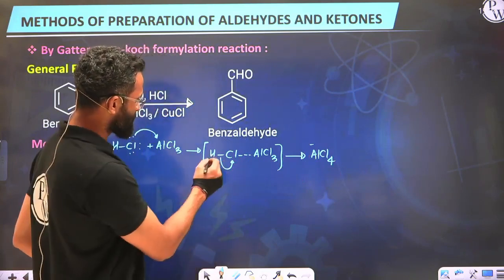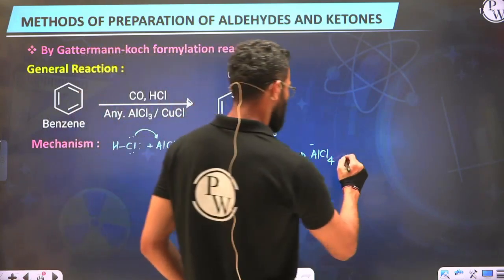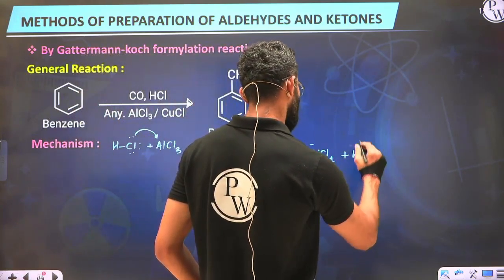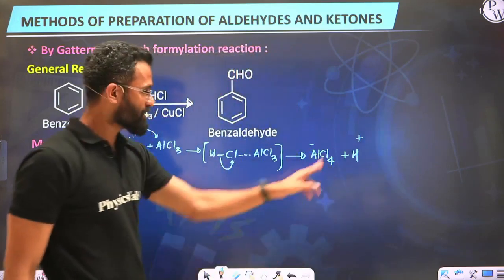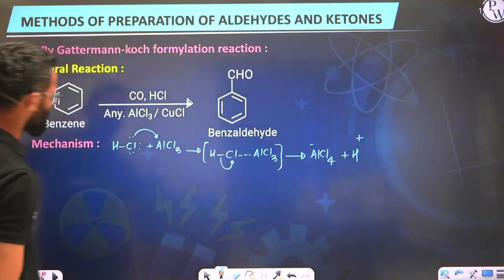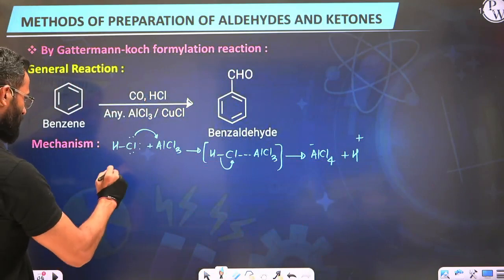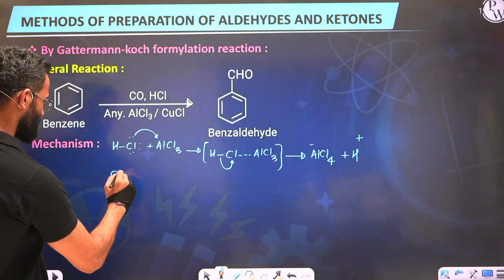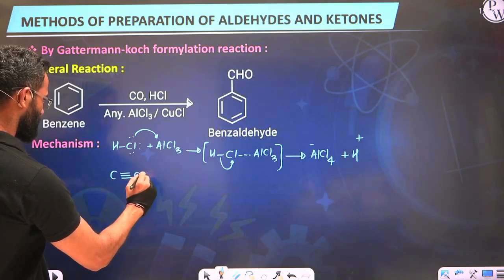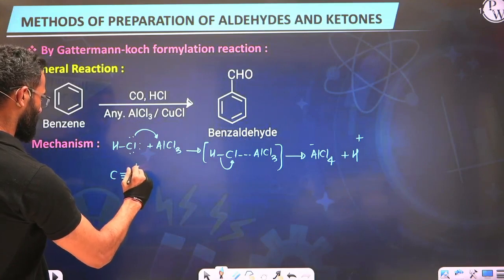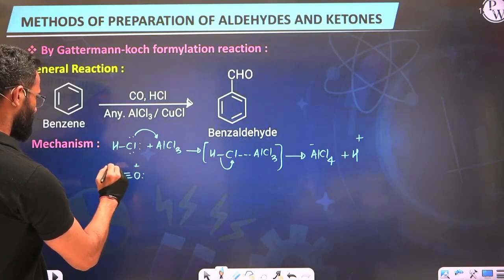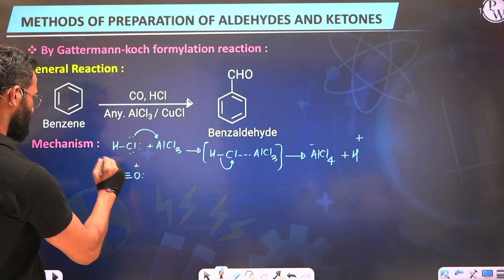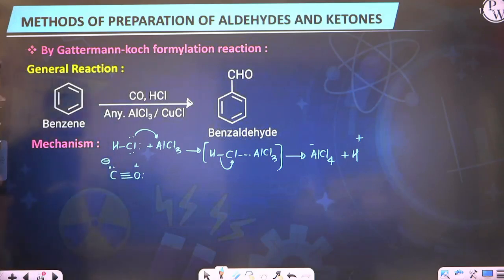But look at this H. H has lost this electron, so H has come out in the form of H plus. The H plus which is lost here will attack at carbon monoxide, because if you see the structure of carbon monoxide, it looks like this. This is how carbon monoxide exists in its major contributor or more stable structure.